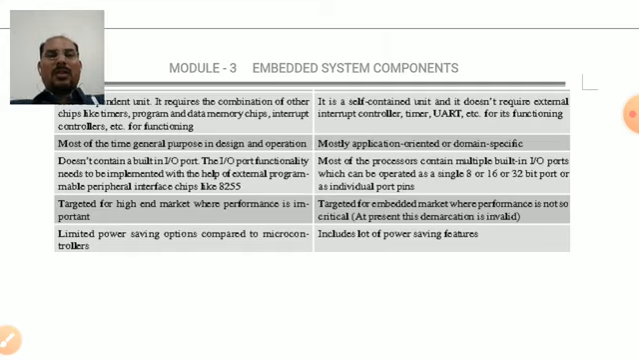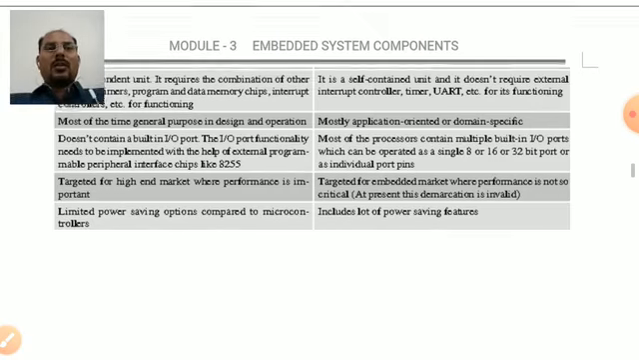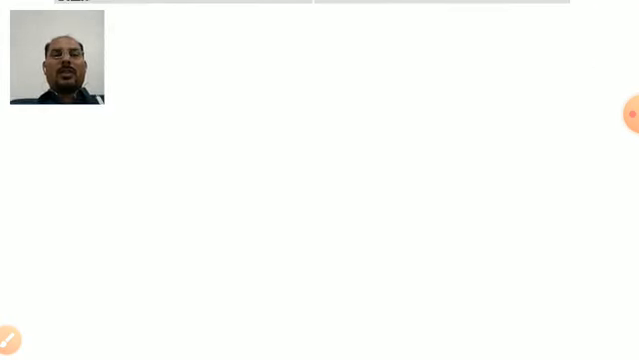Then microprocessors are targeted for the high-end market where performance is important, whereas microcontrollers are targeted where high-end performance is not so important. Microprocessors have limited power saving options, whereas microcontrollers have a lot of power saving options.